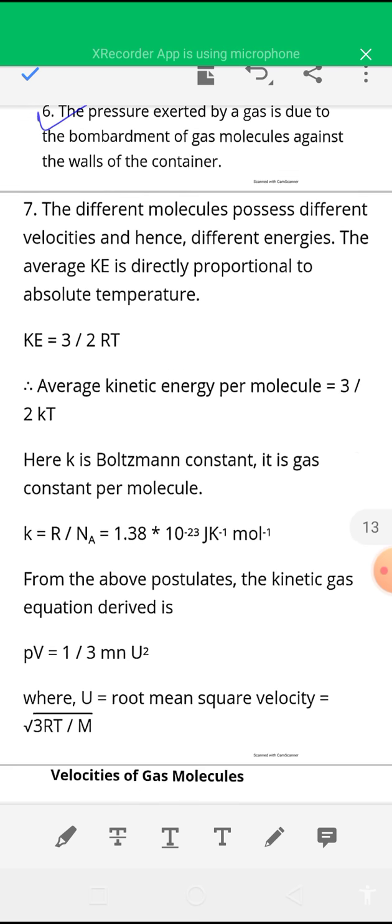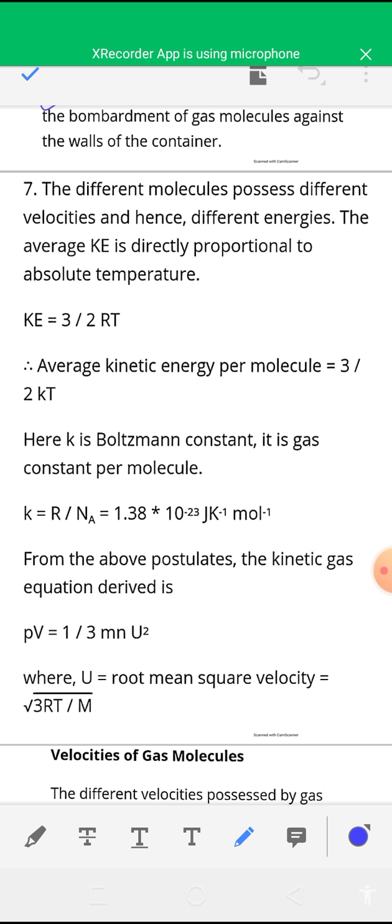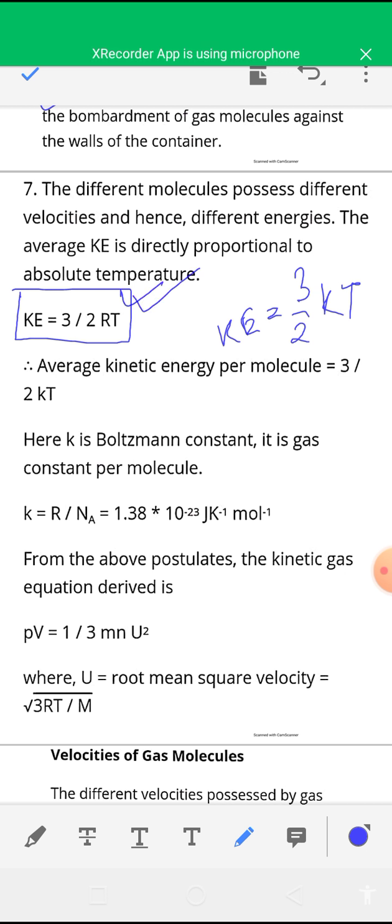According to point number 7, kinetic energy of gas is directly proportional to absolute temperature, and the exact relation between kinetic energy of gas and absolute temperature T is kinetic energy equal to 3 by 2 RT. This is kinetic energy per mole of gas, and average kinetic energy per molecule of gas is 3 by 2 kT. Kinetic energy per molecule of gas is 3 by 2 kT, and kinetic energy per mole of gas is 3 by 2 RT.